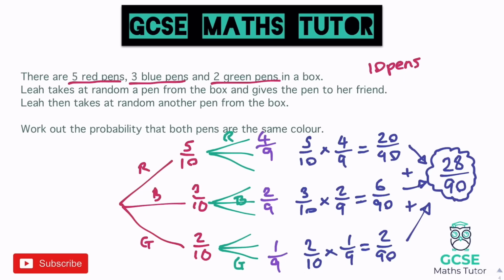There you go, a little bit of a trick there. When you are constructing these trees, if you only need certain branches, then you can just ignore the others, but just be very careful what the question's asking for, because it could have asked us for different colours there.